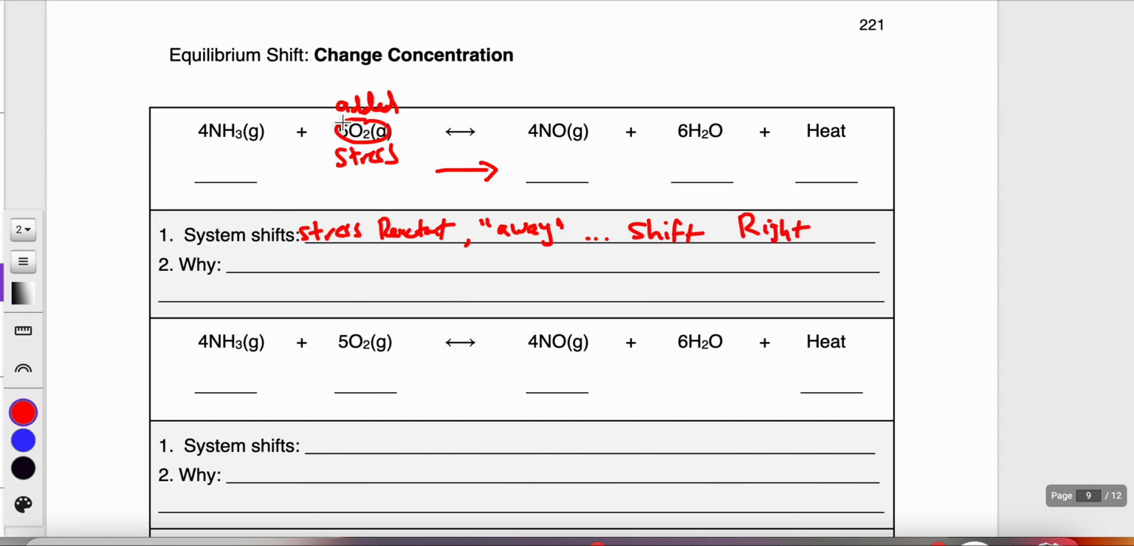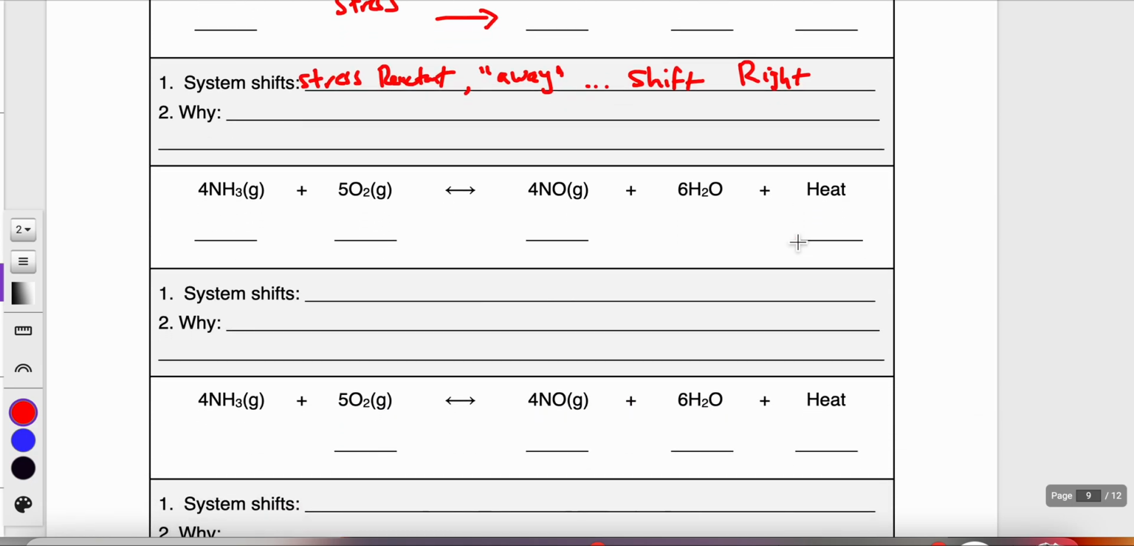So if the stress is an addition, we find that the stress is on the reactant side. It's an addition, it shifts away, so that means the system shifts to the right. Let's take a look at another example. So this time, our stress is going to be H2O, and more H2O was added to the system.